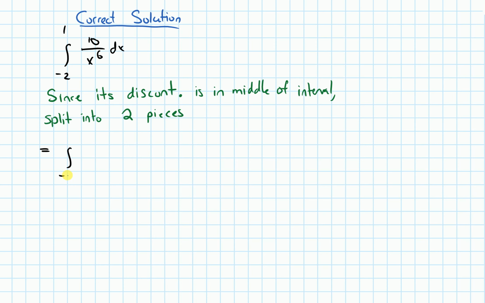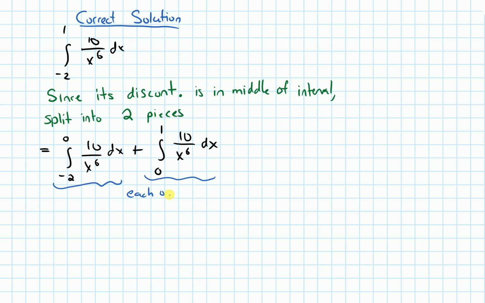So we have to go from -2 to 0 of this function, 10 over x to the 6th dx. And then plus another integral where I pick it up at 0, the discontinuity, until 1 of 10 over x to the 6th dx. And each of these integrals involves that discontinuity point at x equals 0. So each of these integrals is an improper integral in its own right. So each of these is improper because they each have 0 as an endpoint, and 0 is a number that makes 10 over x to the 6th discontinuous.